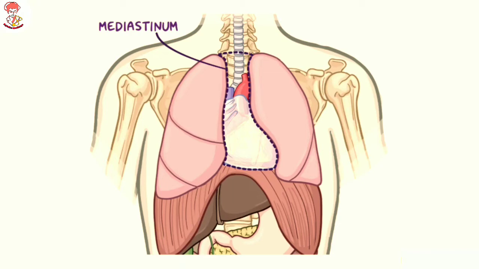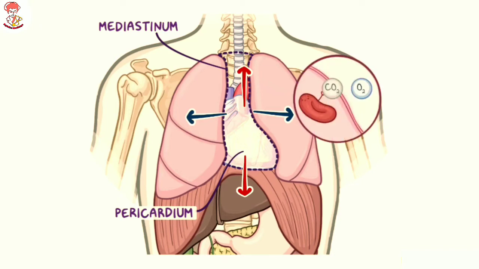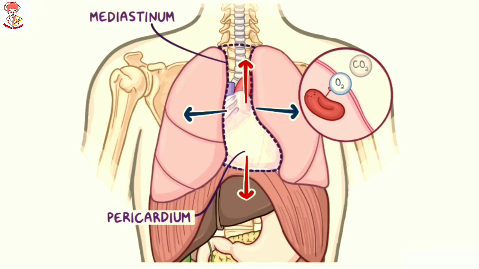The heart is covered by a tough membrane called the pericardium that separates the heart from the other structures in the mediastinum. This position allows the heart to do its job, which is to pump oxygen-rich blood to the entire body and to send poorly oxygenated blood to the lungs, where gaseous exchange takes place.